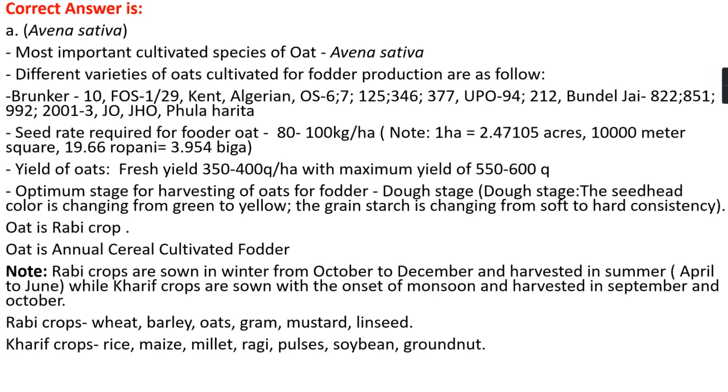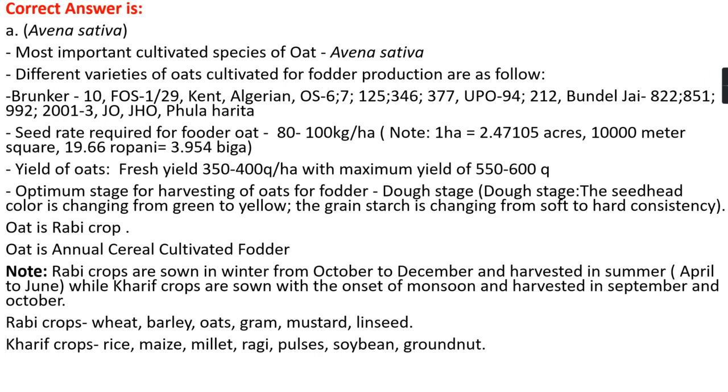And here are different varieties of oat that are cultivated for fodder production, as follows: Brunker 10, FOS 1/29, Kent, Algerian, OS 6, 7, 125, 346, 377, UPO 94, 212, Bundel Jai 822, 851, 992, 2000, 123, JO, JHO, and Fulla Harita.